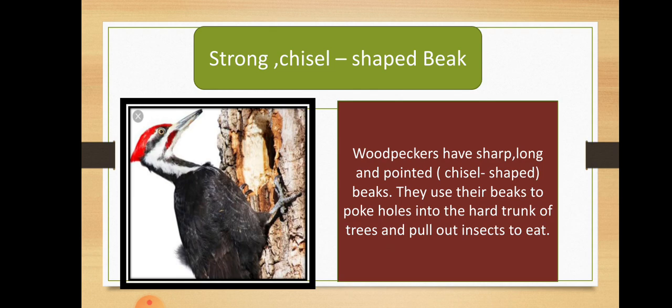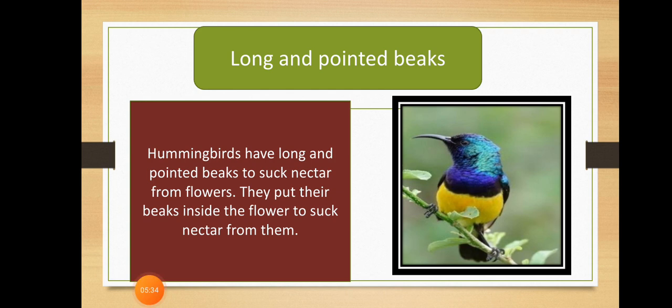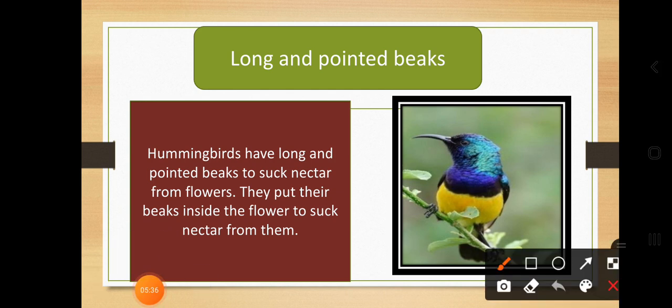Okay, now let's go for the next type of beak. Dear students, you can see here a very long and pointed beak, meaning very sharp, like a tube. Okay, tube you can say, or you can say very pointed. So this is which type of bird? It is a hummingbird. What is the spelling of hummingbird?